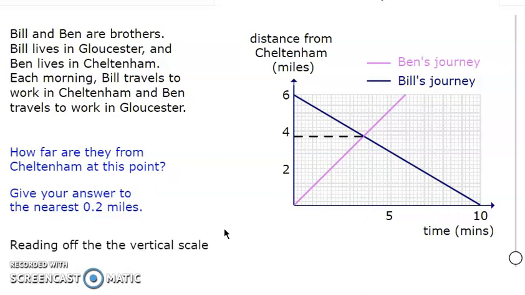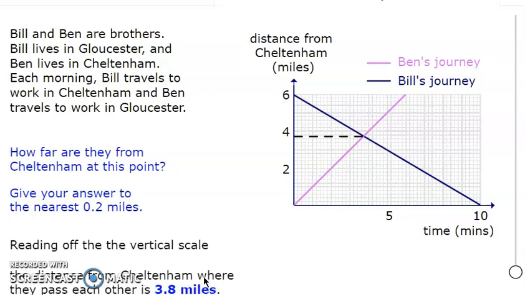Reading off the vertical scale, the distance from Cheltenham where they pass each other is 3.8 miles. You can see this distance. This indicates the distance. It is a little less than 4, so 3.8 miles.